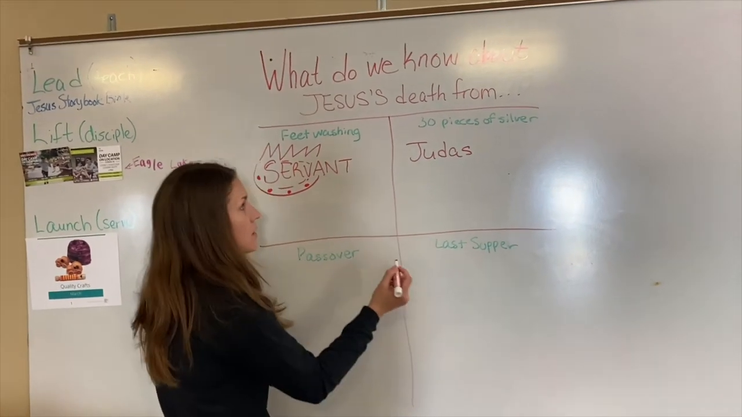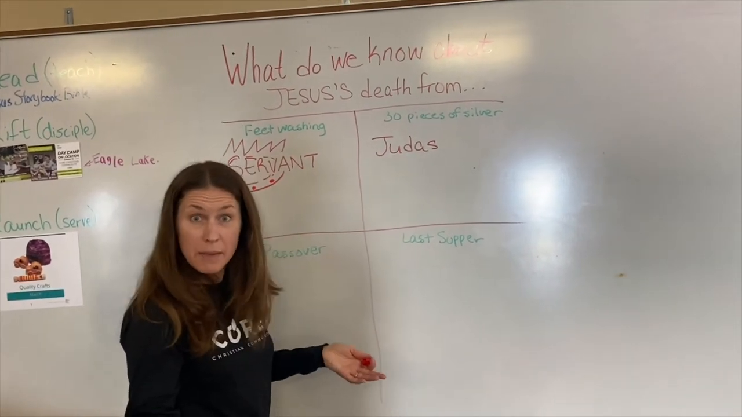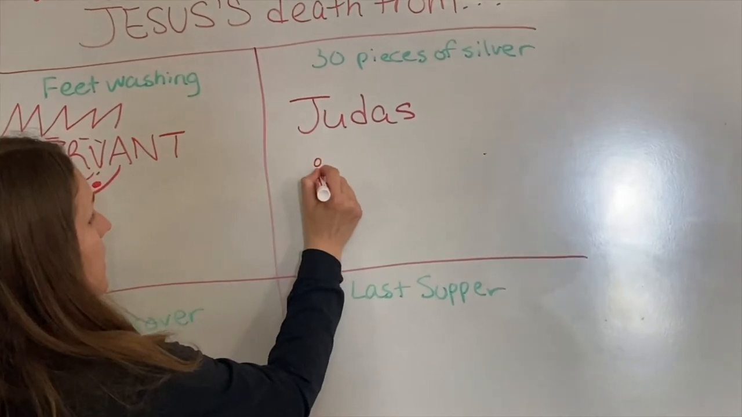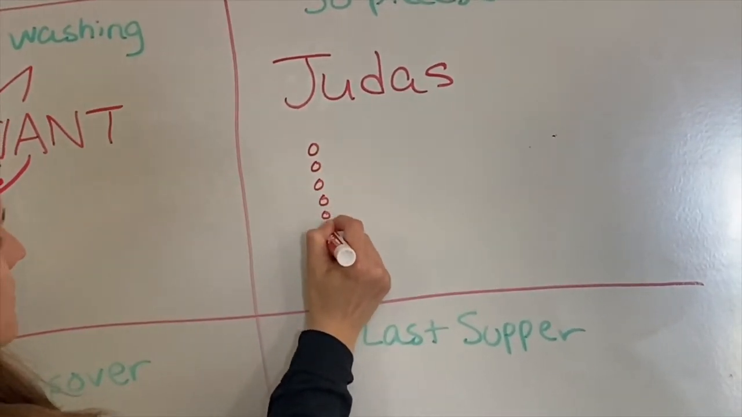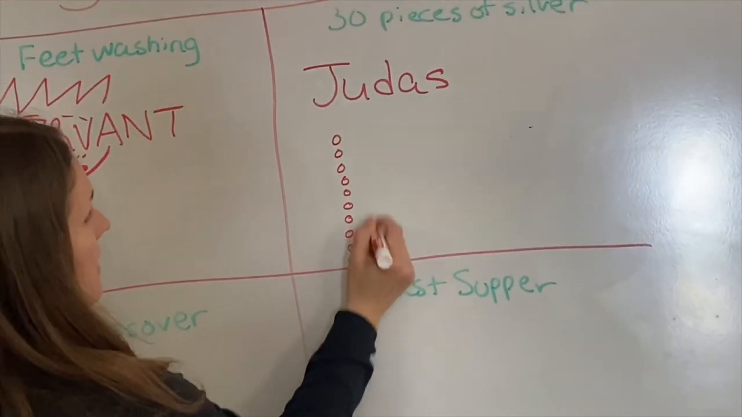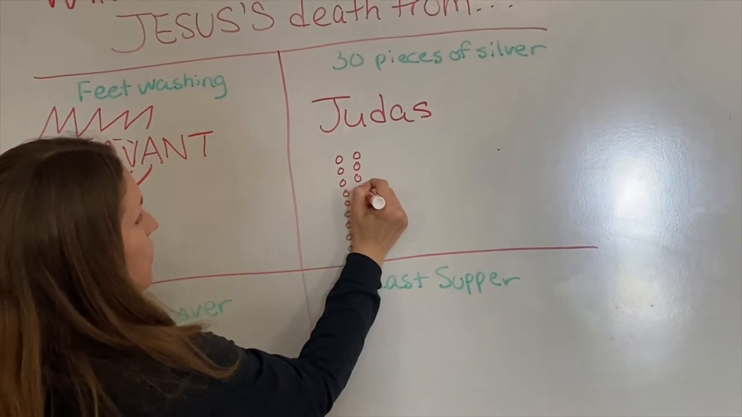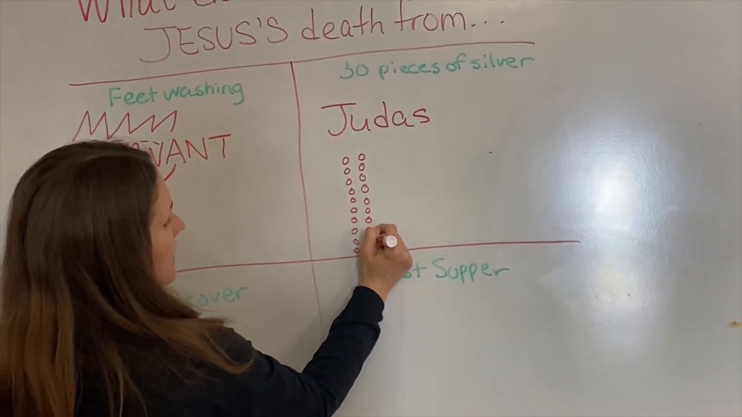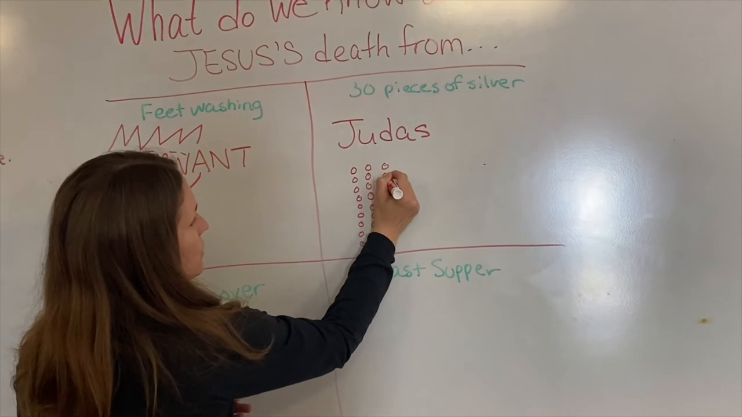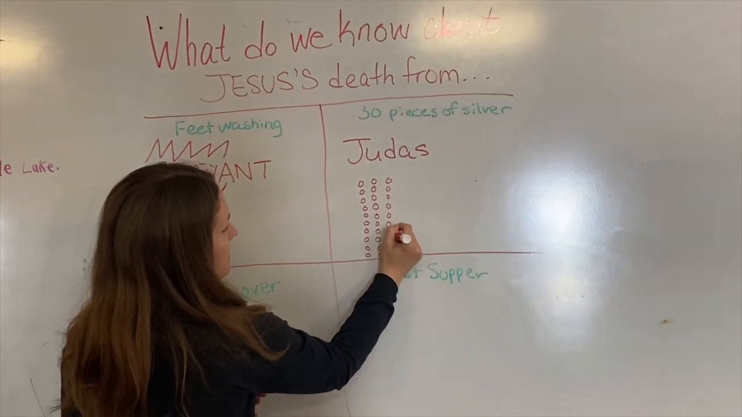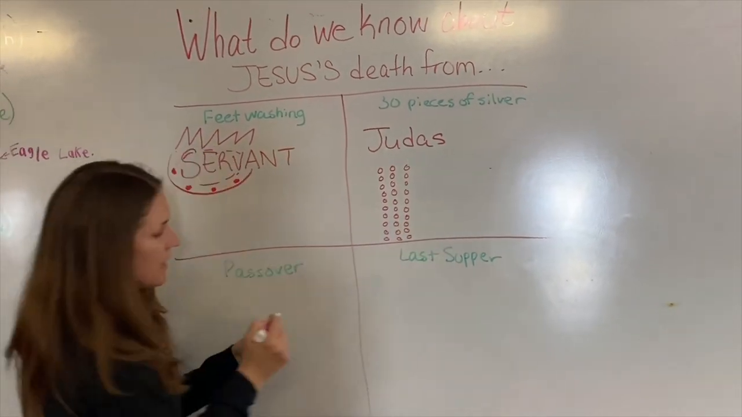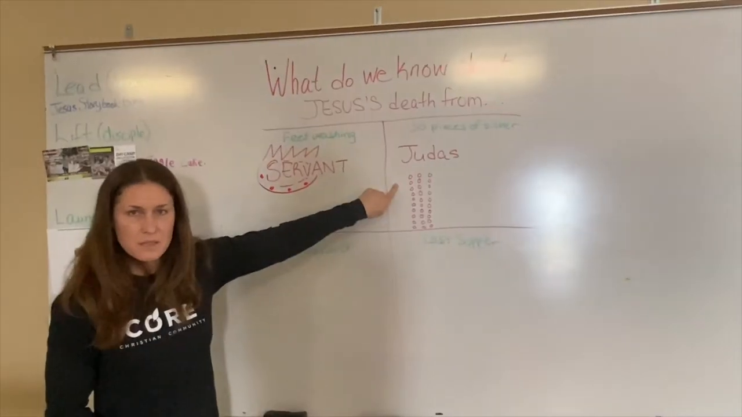So we're going to take some time. Ready? We're going to draw. This can count as math also. Here we go. 1, 2, 3, 4, 5, 6, 7, 8, 9, 10. And now we have 30 pieces of silver.